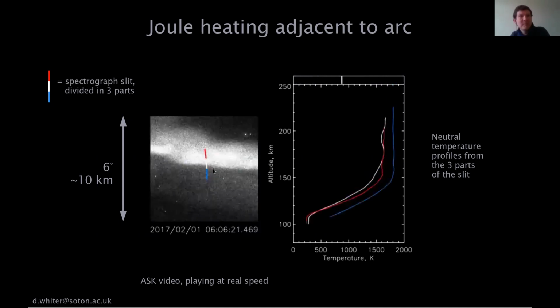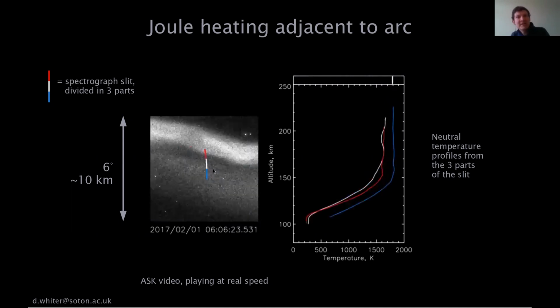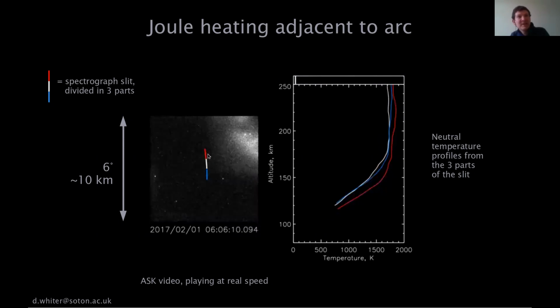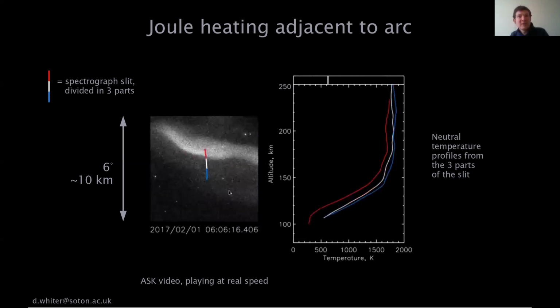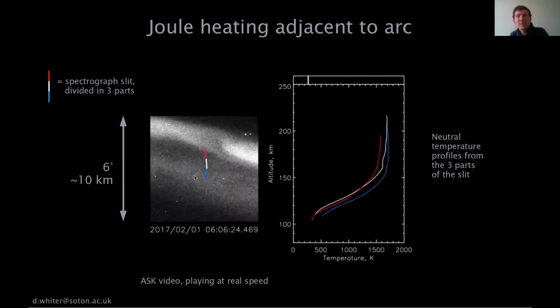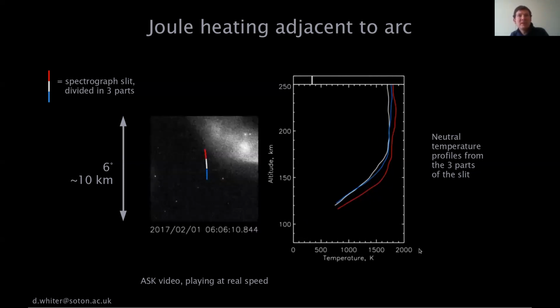And because we have that mosaic filter and an imaging detector on the spectrograph, we can divide the spectrograph slit into different parts. And we've divided it into 3 parts here, which is the red, white, and the blue parts. And on the right here, you see the neutral temperature we retrieve from those different parts of the spectrograph slit. I'm going to pause it at some points in a moment just to show you what we saw.